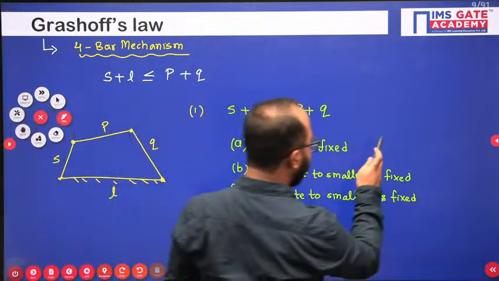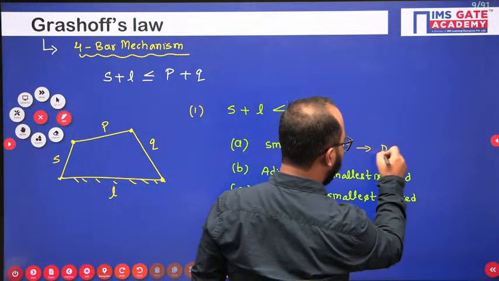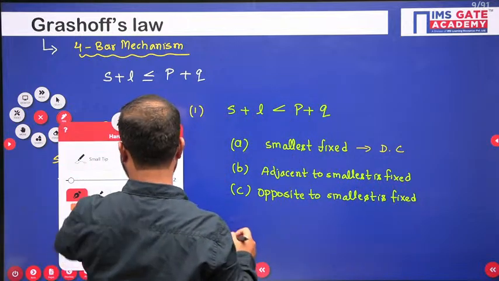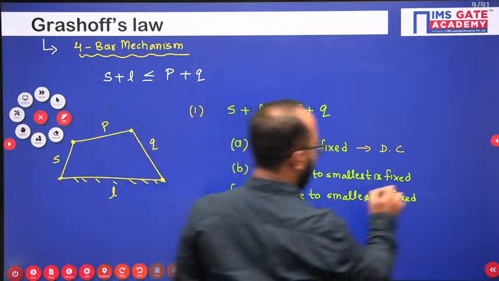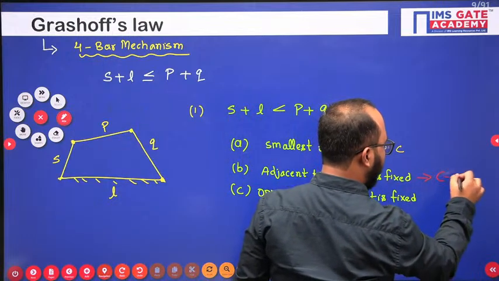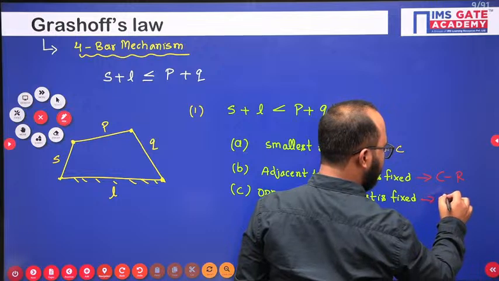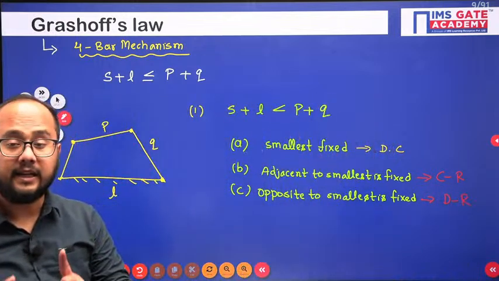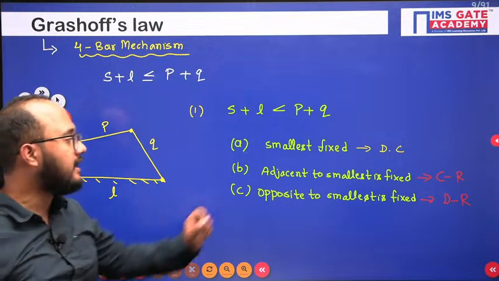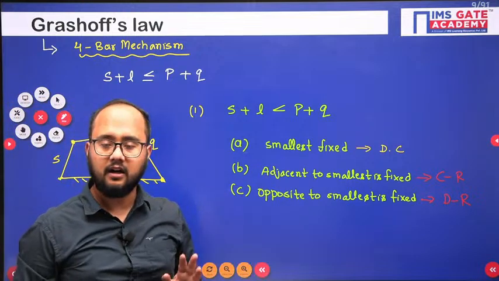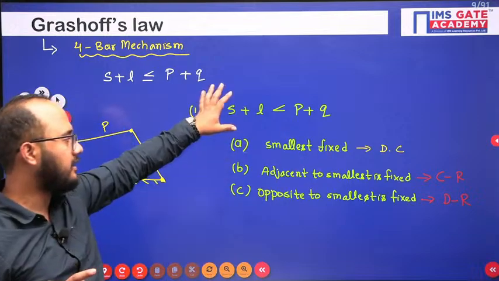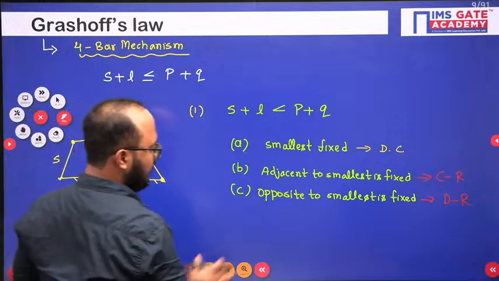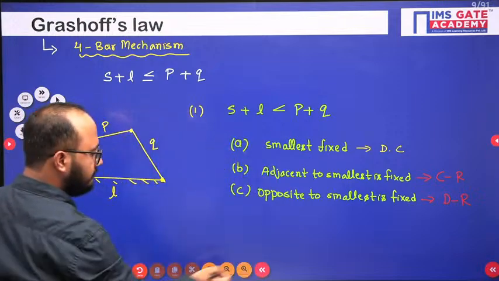If smallest is fixed, I will say double crank mechanism, DC in short. If adjacent to smallest is fixed, crank rocker mechanism. And if opposite to smallest, double rocker mechanism. Please remember these conditions. Very important, you will get direct questions from these conditions. First, Grashof's law, this case, smallest plus longest less than P plus Q, then these 3 subparts of this case.